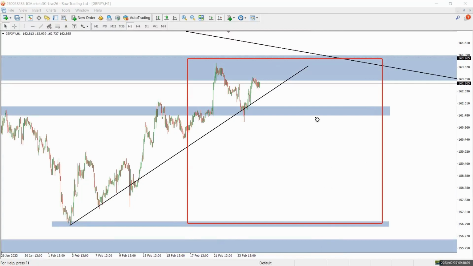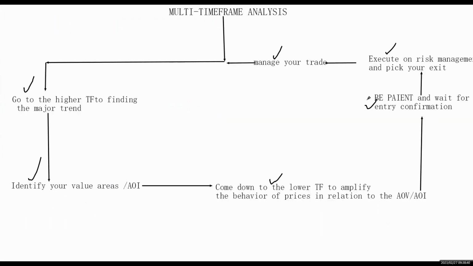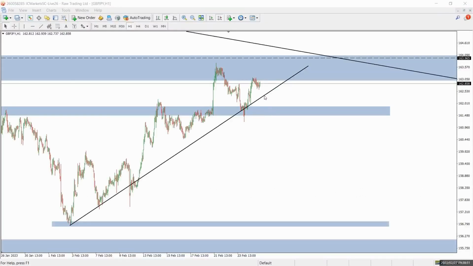So let's get back to the whiteboard real quick. On the whiteboard, what you can see right here is: be patient and wait for entry confirmation, right? And execute on risk management and manage your trade. So literally that's everything I've just explained right here. So the first thing you have to do is to be very, very patient, see what the market is going to do. You could wait for even 1-2 days to find one of the best and quality trade, right? See what the market is going to do in relation to this level.